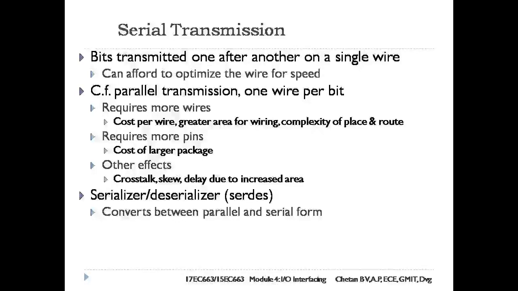Cost per wire is greater, and there is greater area for wiring and complexity of place and route. So these are the problems in parallel transmission. Parallel transmission also requires some more pins, hence the cost of package is more. Other effects that are present in parallel transmission are crosstalk, skew, and delay due to increased area.